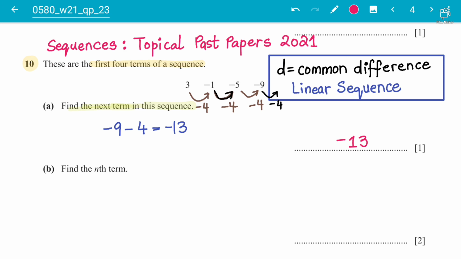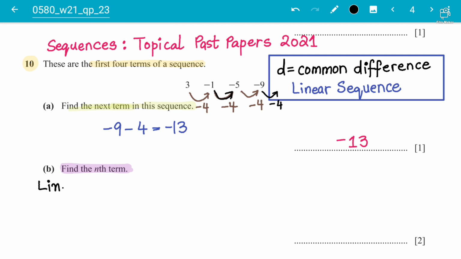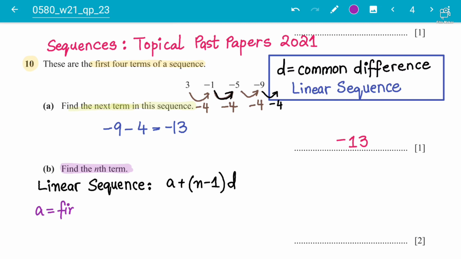When you have a linear sequence, you will have a common difference. That's how you will judge. Okay, students, next part for 2 marks is you have to find the nth term. So we have a formula for this. A linear sequence will always have a formula, so make sure everyone understands this formula. If you have to find the nth term, always remember the formula is a plus n minus 1 times d, where a stands for the first term, d stands for common difference, and n is whatever term value you have to find out.